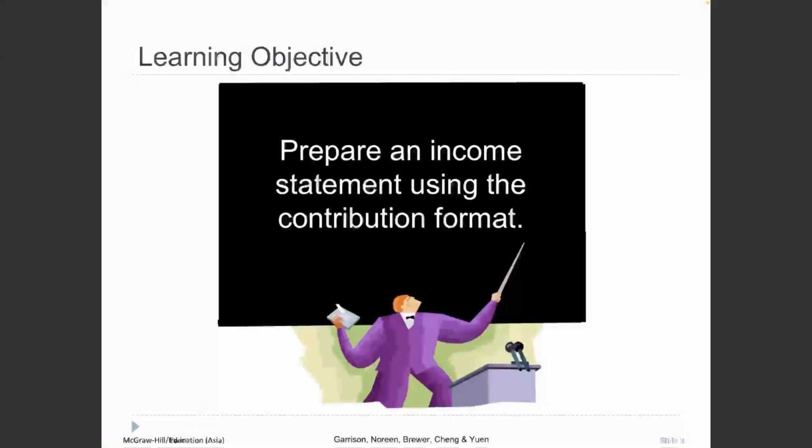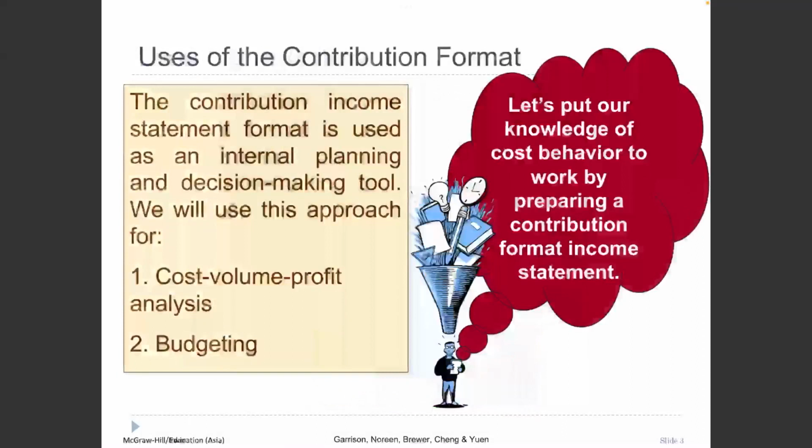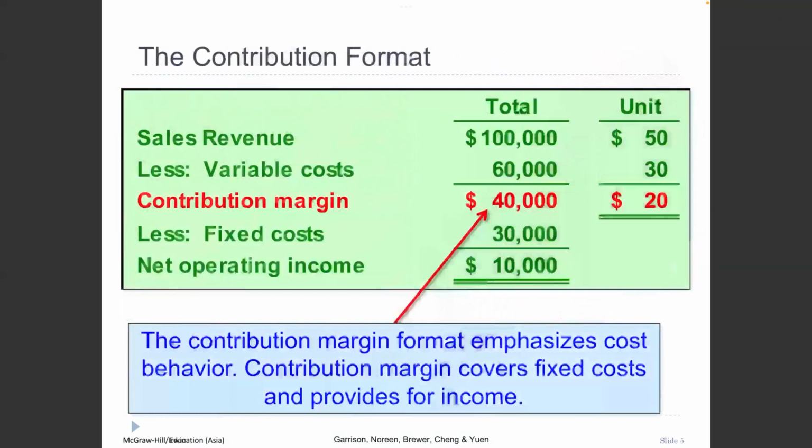But here we will use what we call a contribution format. The contribution income statement format will be used for internal planning. So this is used by the internal users and will be useful for our decision making process. We will use this approach for this chapter, which is cost volume profit analysis, and then the next chapter for budgeting. So let's look at how the contribution format looks like.